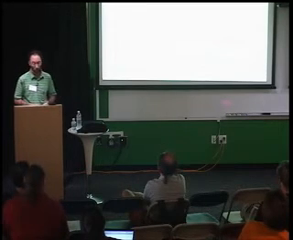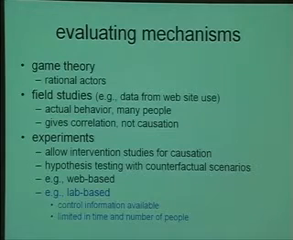So the third kind of approach is experiments where you can do intervention studies. You can look at counterfactual scenarios that no one would be crazy enough to actually implement. Maybe they'd lose lots and lots of money. But that way you're able to test a wider variety of hypotheses. These experiments can be web-based, or the ones that I'll be describing are laboratory-based, where you have a lot of control over what information different people have. But on the other hand, they're limited in time and how many people are involved.